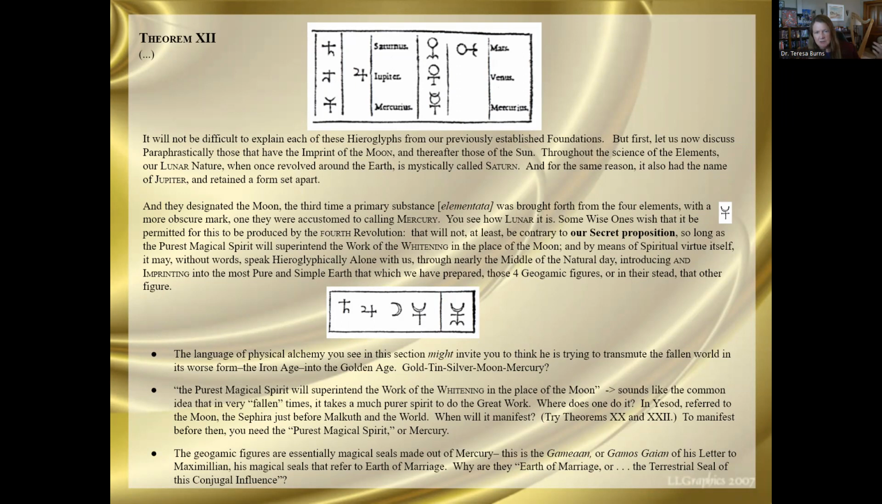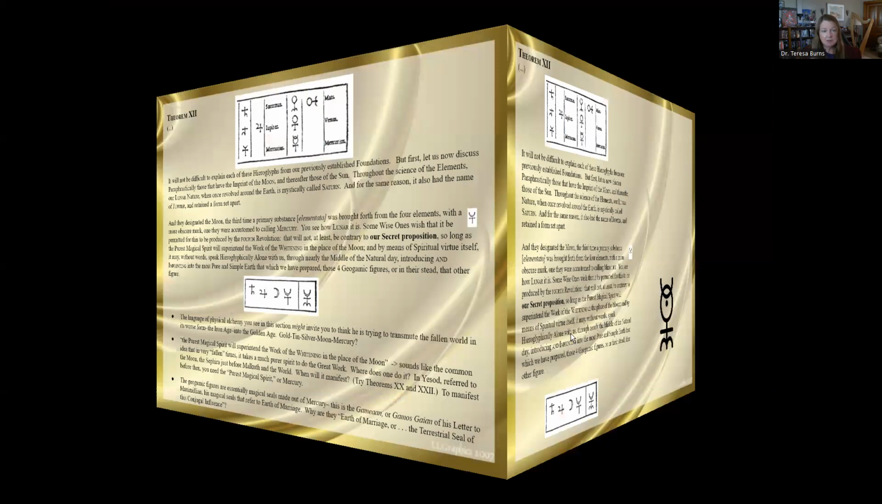Gamaeaa, he also said he used that in his aphorism to the Parisians, but those are lost. Gamos Gaian, you know Hieros Gamos, the sacred marriage, right? Well, this is marriage of earth. What that essentially means is the idea of whatever celestial energy that you are collecting, you're charging this seal. So it's making magical seals. That's why they're earth of marriage. That's why they are, as he says in the letter to Maximillian, terrestrial seals of the conjugal influence. So these planetary symbols are now, he's corrected them and he's using them as magical seals.